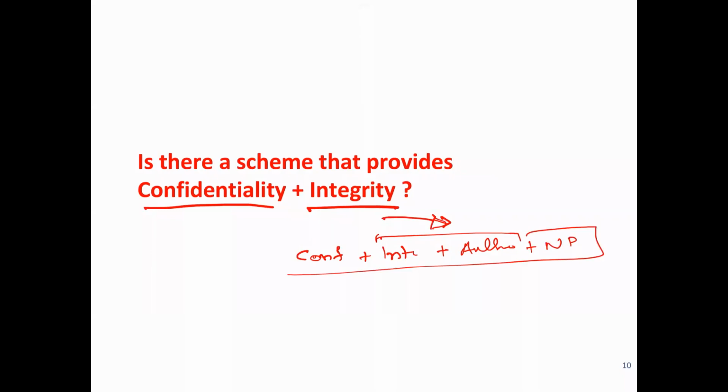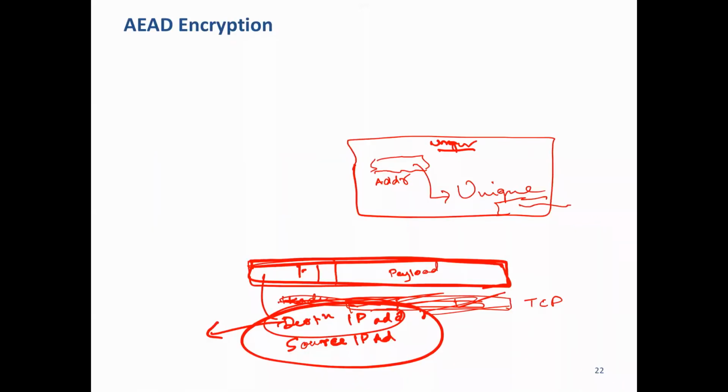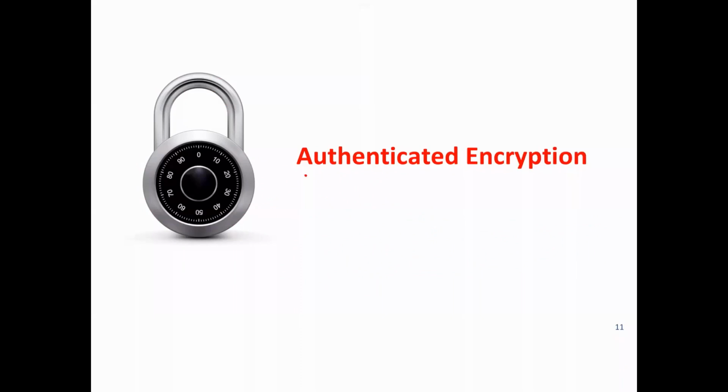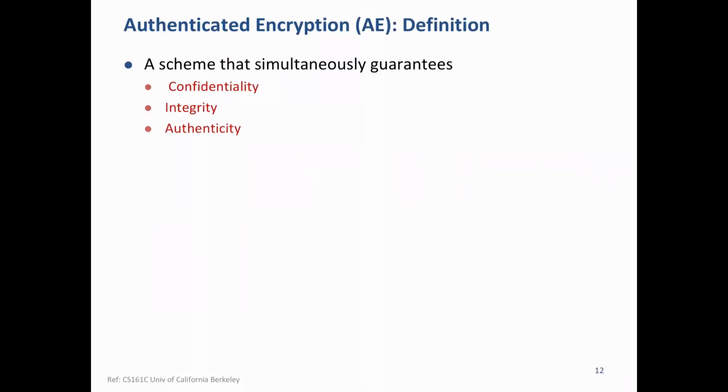So all this we want to achieve, and we have achieved this in bits and pieces, right? A scheme that is confidential may not provide integrity, and a scheme that provides integrity cannot provide confidentiality, and so on. So we want to achieve this. Let's make another attempt, and this method is called authenticated encryption. So we want to achieve these three.